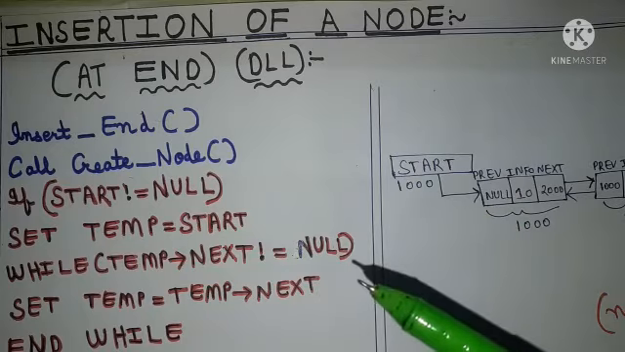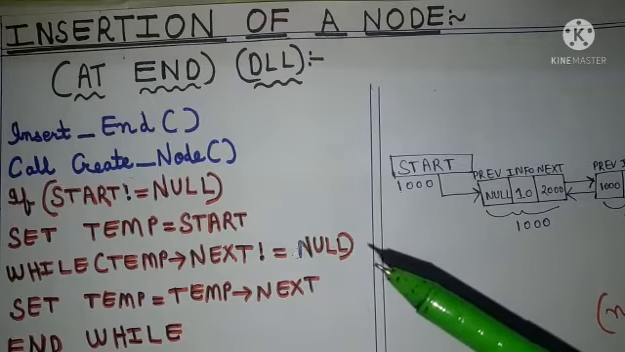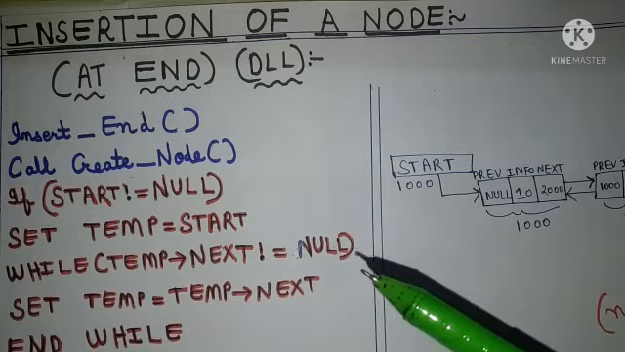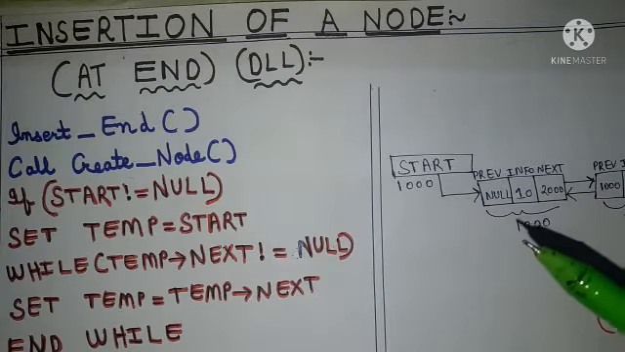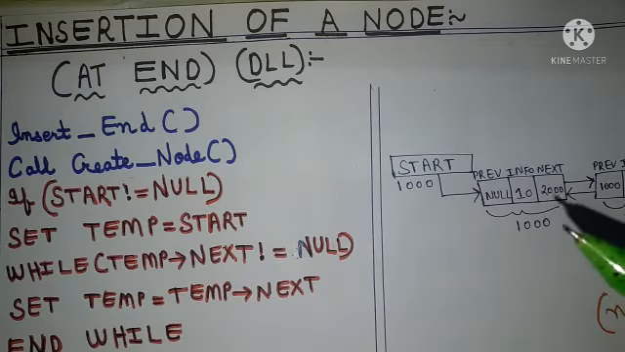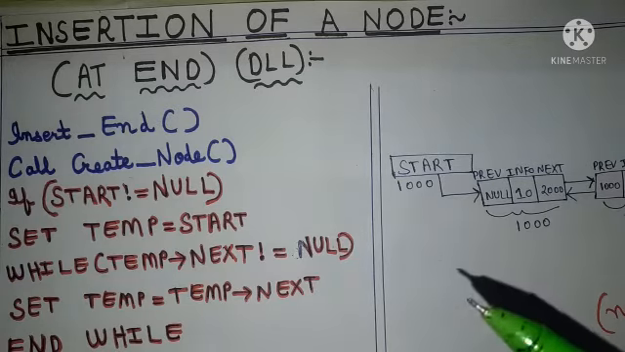Okay. Next statement, that is if start not equals to null, will check whether our list is empty or not. If our list is empty, then the new node will only be the first node of our list. But if our list is not empty and some nodes are present, then further statements will be executed.